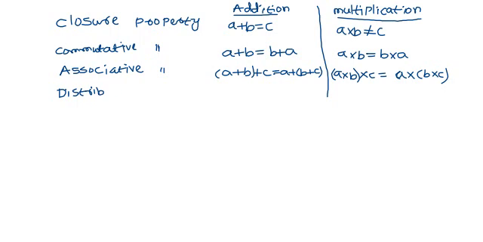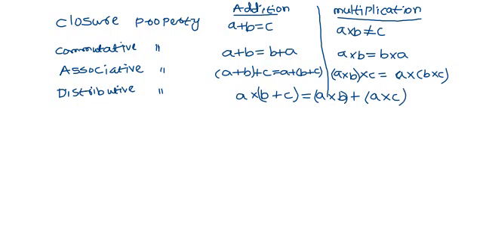Distributive property. The distributive property means a into the bracket of b plus c. Only one formula is there, involving addition and multiplication. So a into (b plus c) is equal to a into b plus a into c.